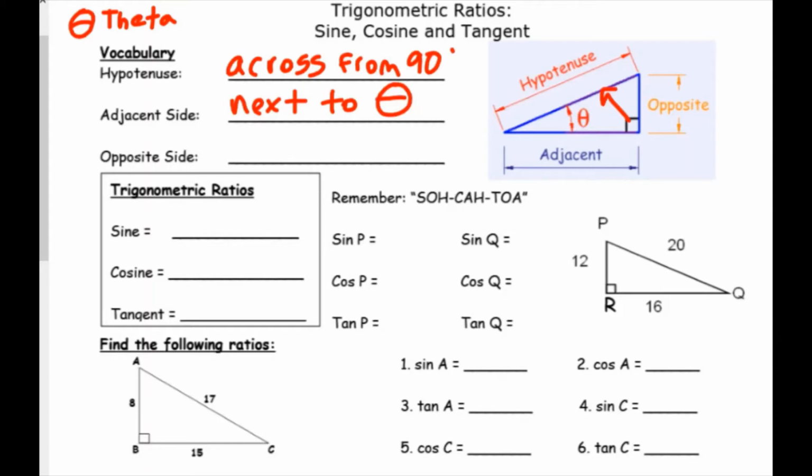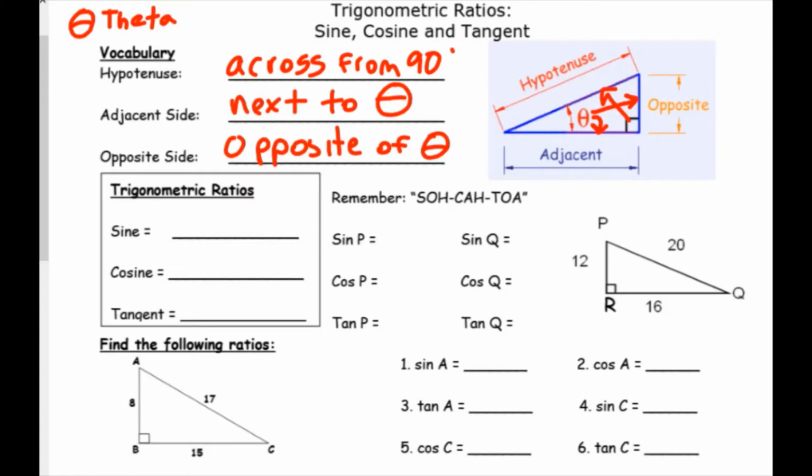Now, you can see in the picture here that the adjacent side is right next to theta. And then opposite is across from theta. Okay, across from theta, opposite of theta, however you want to say that. So opposite is straight across, okay? What we're going to be doing is labeling these three sides of every right triangle. O for opposite, H for hypotenuse, A for adjacent, O, H, and A. So I will show you how we do that in a minute.